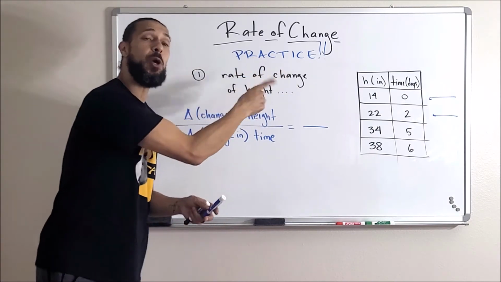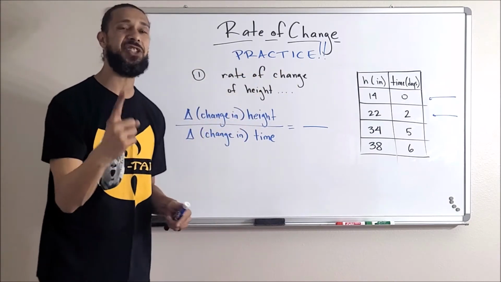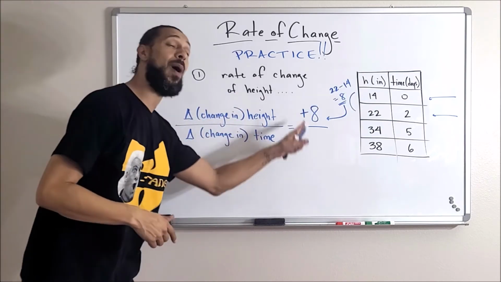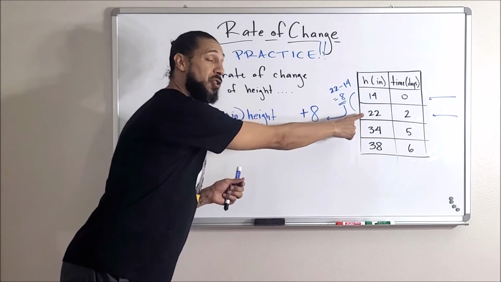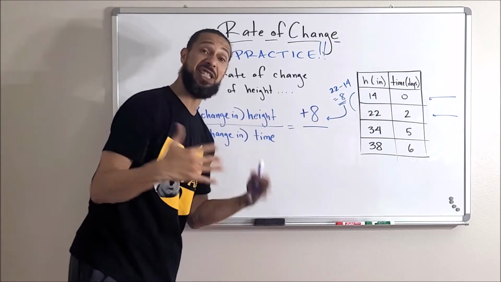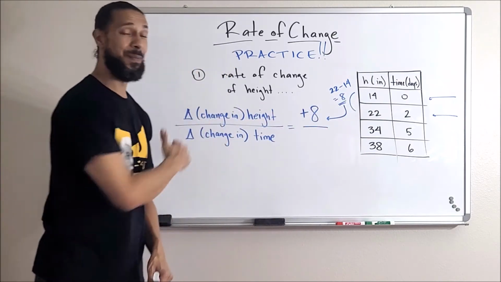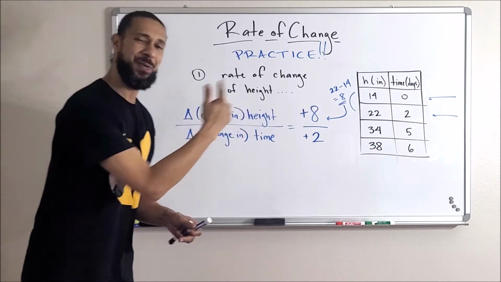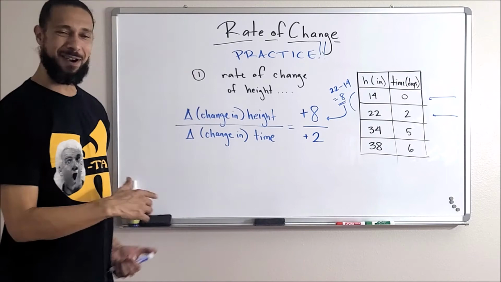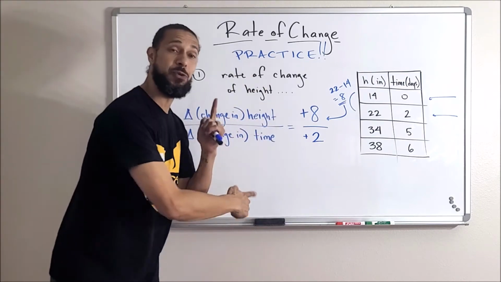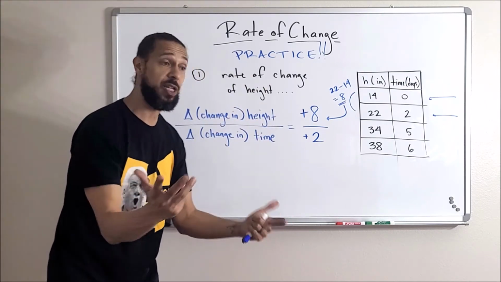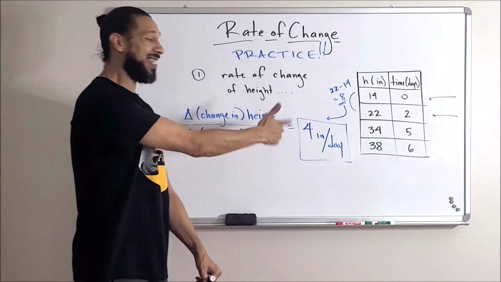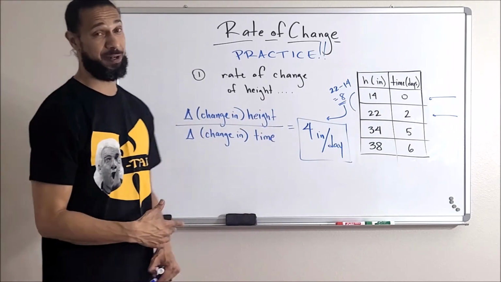And now in between those 2 points, how much did the height change? It changed by 8. It went up by 8. That's why the positive sign. 22 minus 14 gives us the difference, gives us the change, +8. We do the same thing for the time. How much did the time change? It went up by 2 days. That's exactly right. So when I divide these 2 numbers, it gives me my rate of change of 4 inches per day. That's a fast growing plant to grow 4 inches per day.